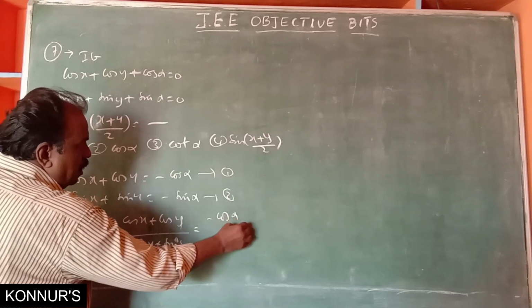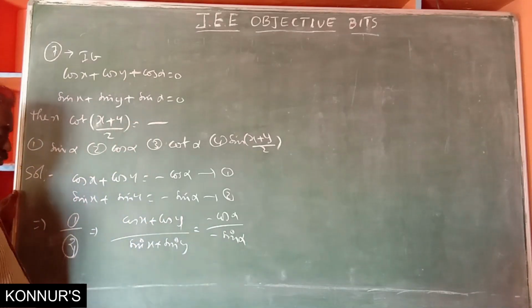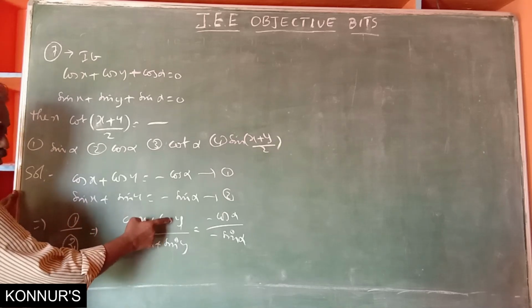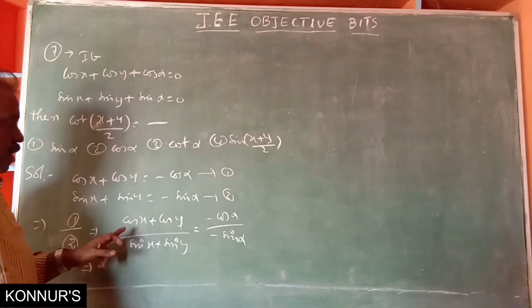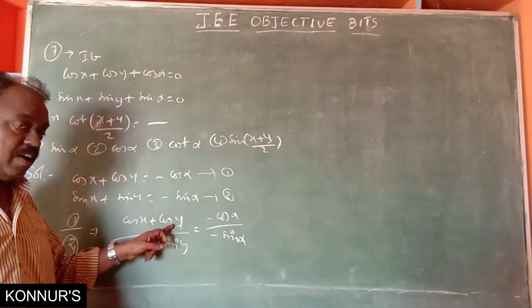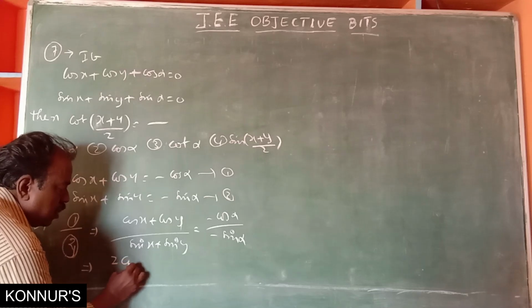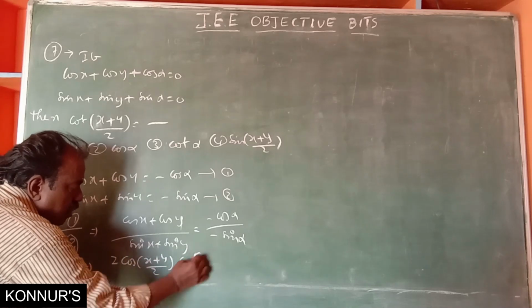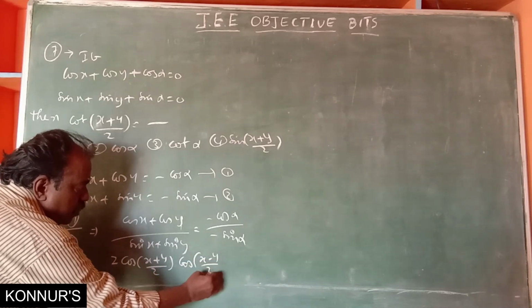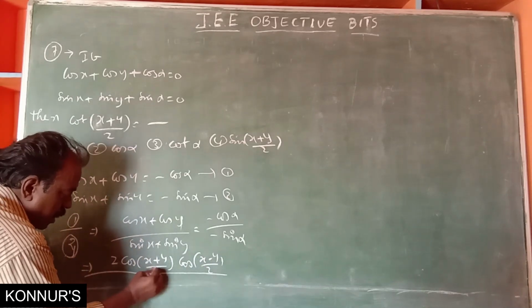It is minus cos alpha by minus sin alpha. Observe, cos x plus cos y, in the transformations from the last chapter, the formula for cos C plus cos D is there. It is 2 cos((x plus y)/2) cos((x minus y)/2). Okay?